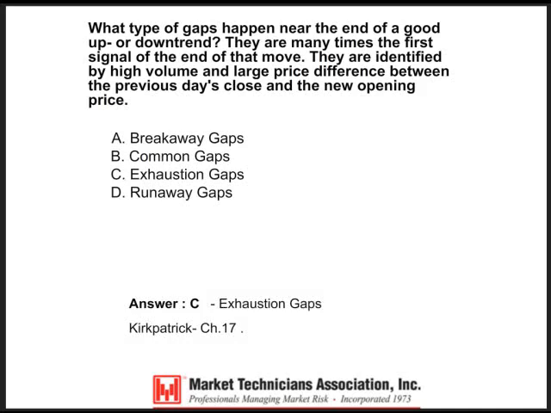So here, what type of gaps happen near the end of good up or down moves? Really, remember when you're at the end of a move, you've run the marathon. You're at the point of exhaustion. So you just need to know the term here. Breakaway gaps happen at the start of moves. Runaways, when you're trying to get away from the pack in the middle. And common gaps occur, we talked about earlier, with illiquid securities. So the best answer when you're at the end of a move is the exhaustion gap.